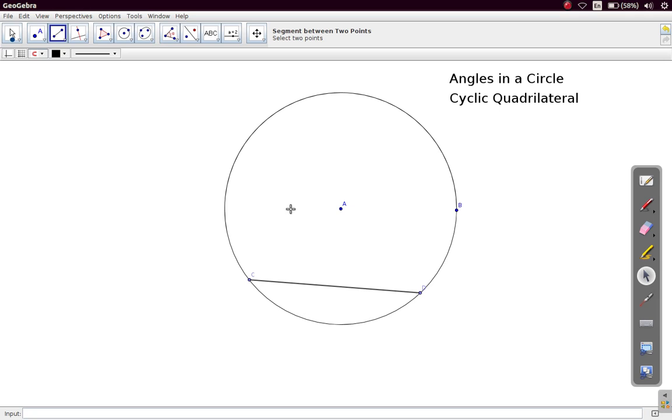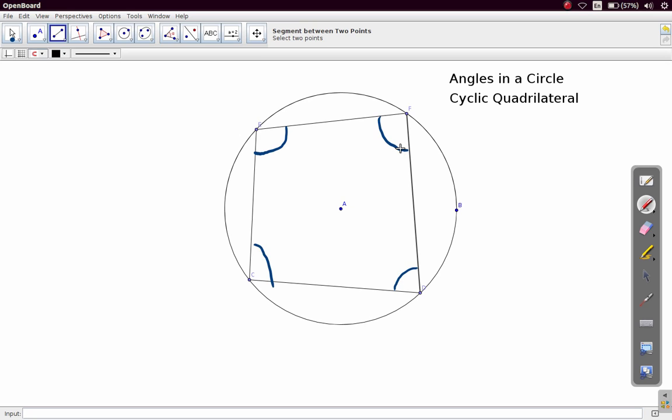We have this side, we have the second side, third side, the fourth side, and we have four angles. So we have this angle, and this angle, and this angle, and this angle.